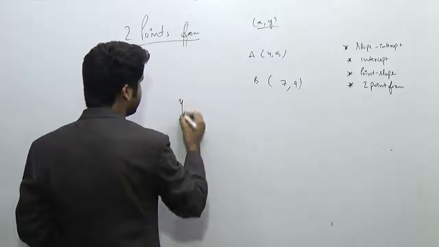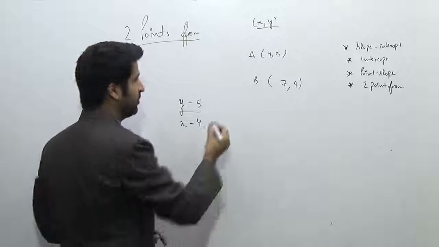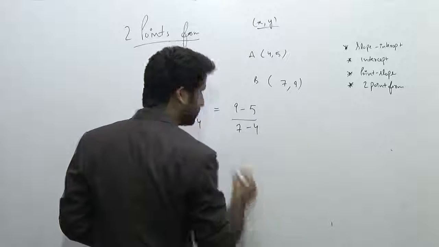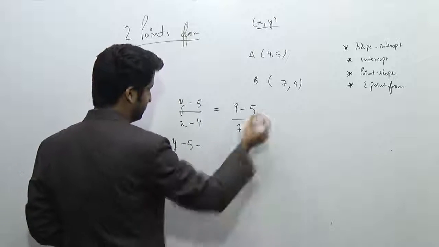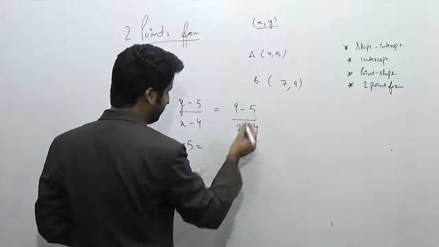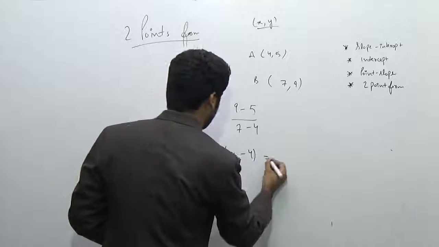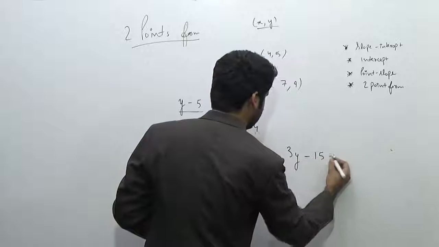So what we know is y minus 5 upon x minus 4. This will give you the slope. Also 9 minus 5 upon 7 minus 4. This also gives you the slope. Okay, so the equation of the straight line is y minus 5 is equal to, this comes out to be 4 by 3. 4 by 3 times x minus 4. Or we can simply say that 3y minus 15 is equal to 4x.